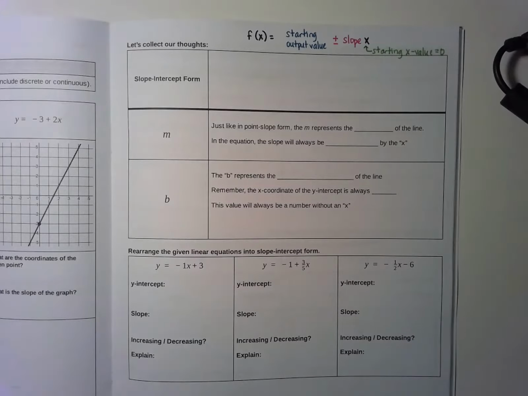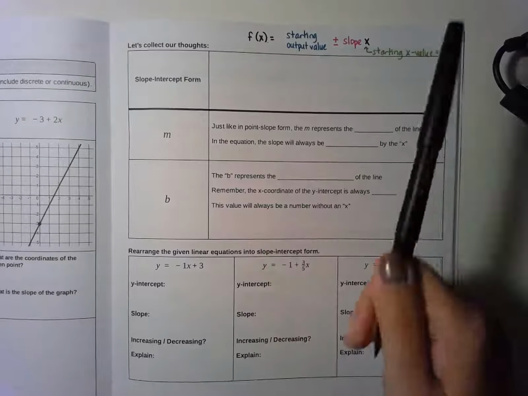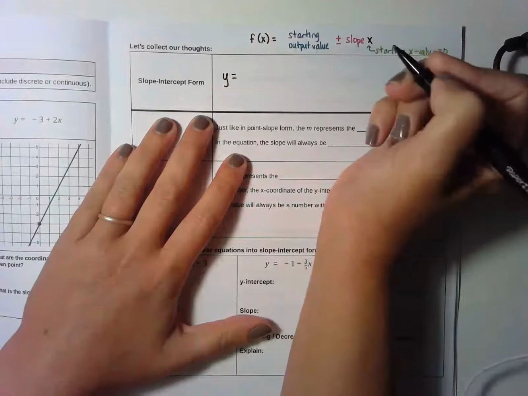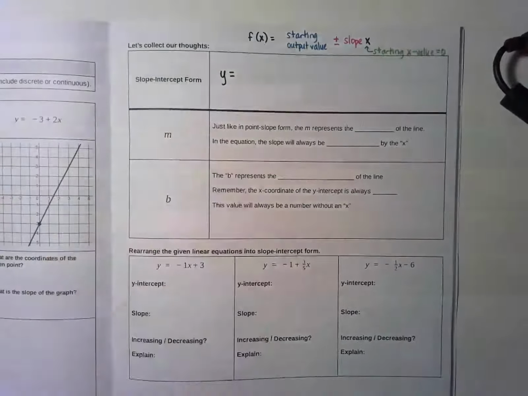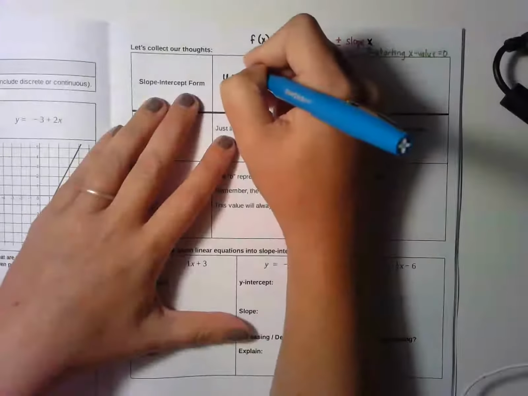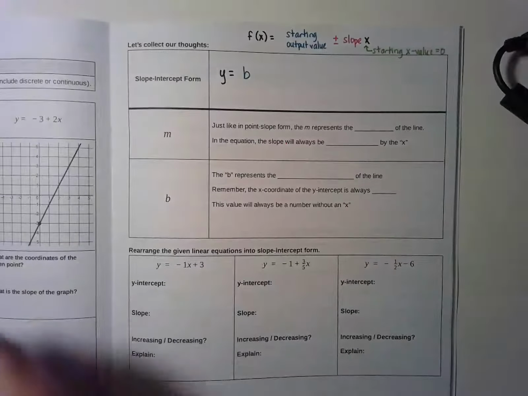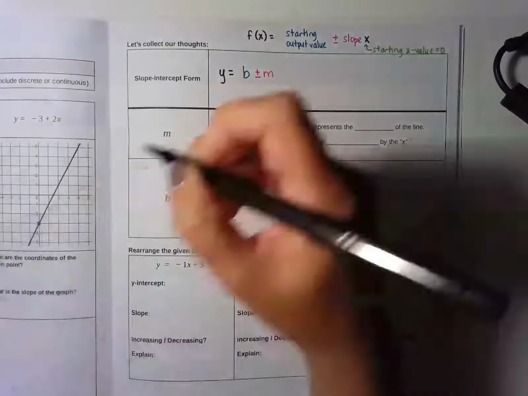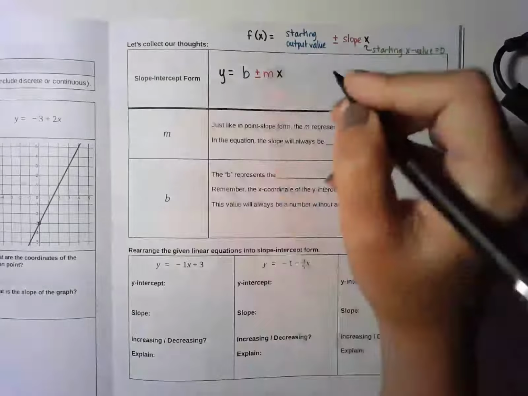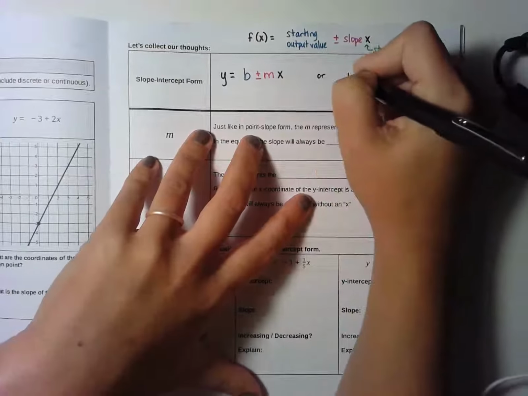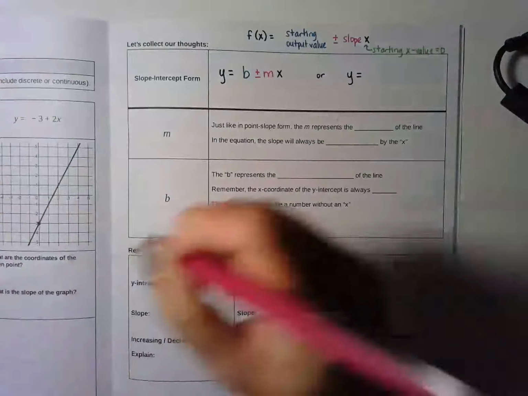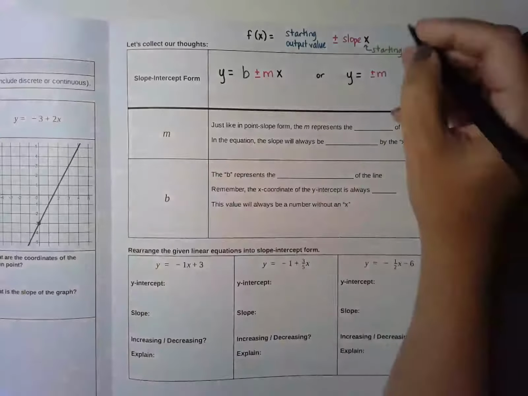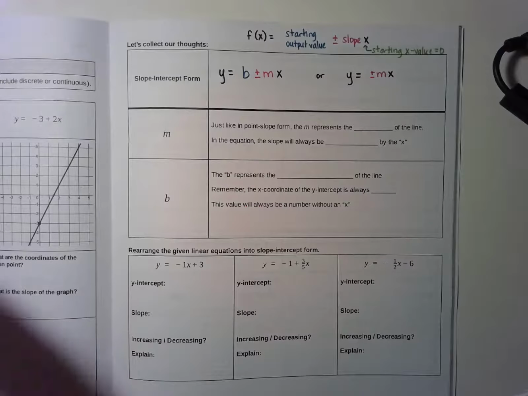In slope-intercept form, rather than writing it out using all of these long words, what we often say is something that looks like this, and you may have seen this before. Y or f of x is equal to b plus or minus mx. Or sometimes people write it as y equals positive or negative mx plus b.